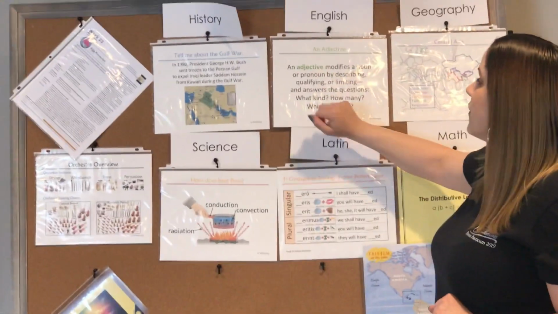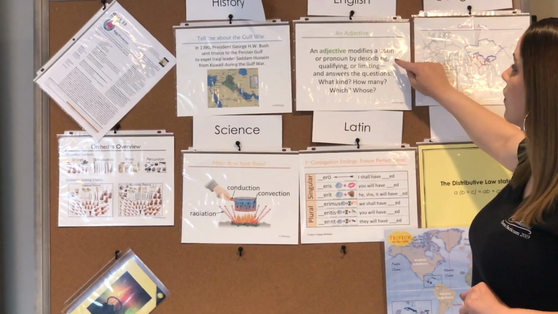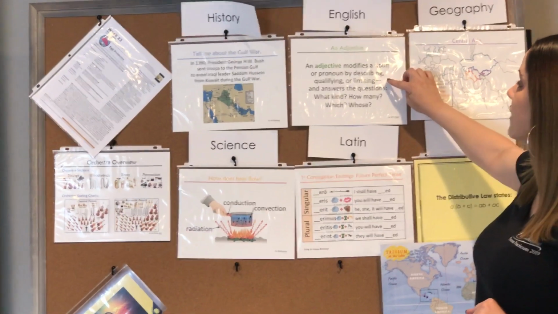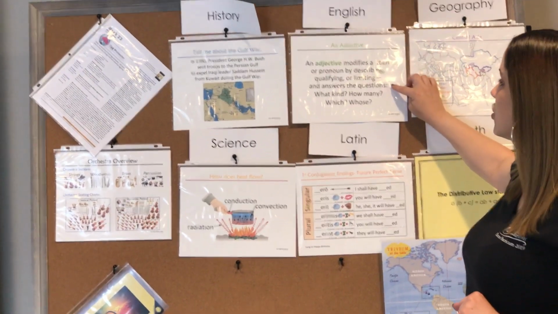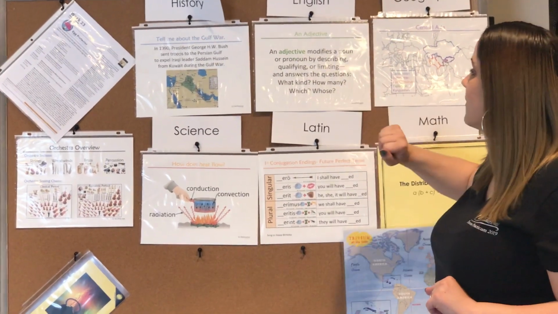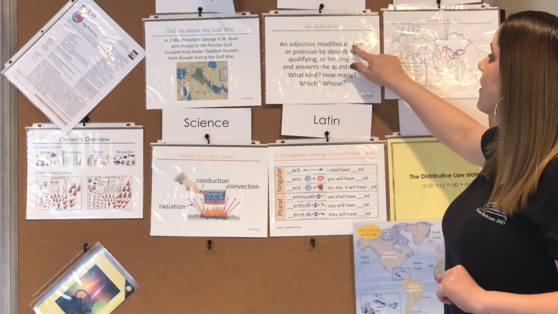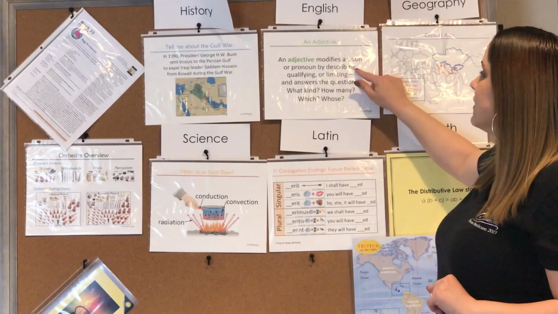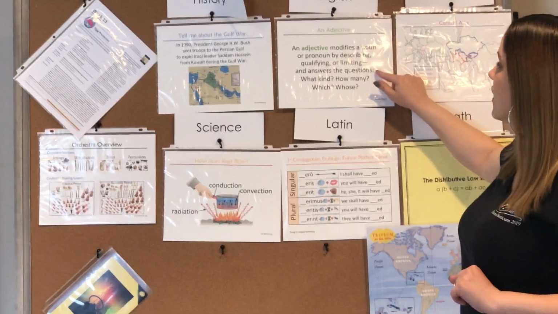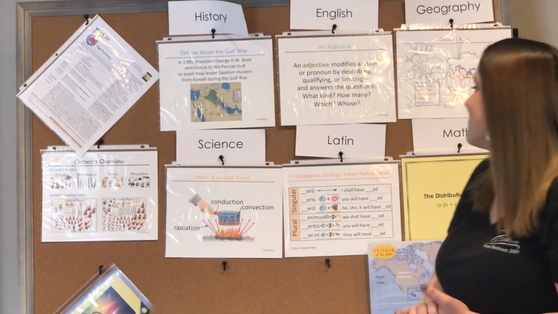All right, so an adjective goes like this. An adjective modifies a noun or a pronoun by describing, qualifying, or limiting, and answers the questions what kind, how many, which, whose. All right, let's do it again. An adjective modifies a noun or a pronoun by describing, qualifying, or limiting, and answers the questions what kind, how many, which, whose. Very good.